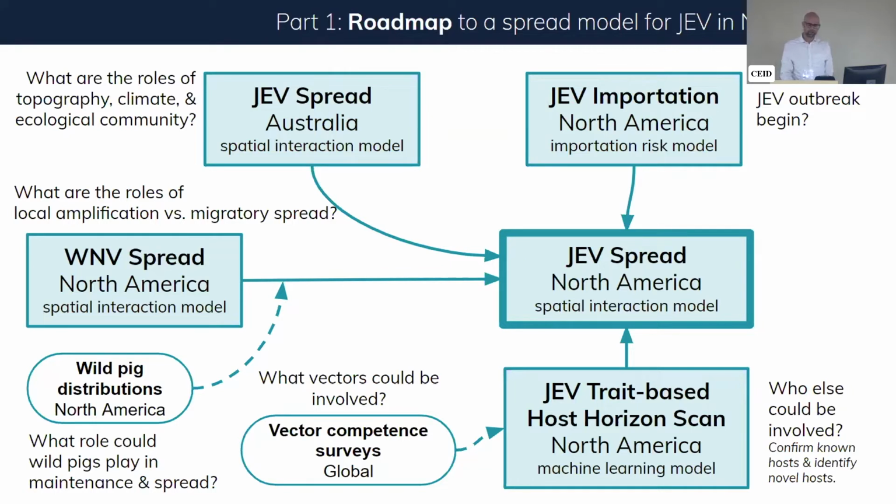The role of wild pigs in North America, I suspect, would be somewhat different, although perhaps informed by our understanding of the role of wild pigs in Australia. And of course, JEV is a promiscuous virus that can associate, we believe, with multiple vector species.